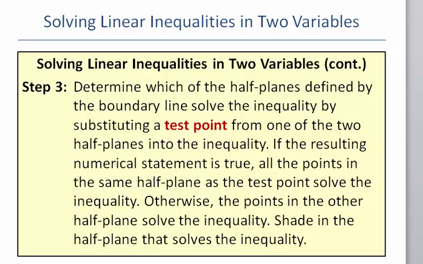Step three is to determine which side of the line, or which of the half planes defined by the boundary line, solve the inequality, and we do that by substituting a test point from one side or the other into the inequality. If the resulting statement is true, then all of the points on that side solve the inequality. Otherwise, the points on the other side solve the inequality. And we shade the half plane that solves the inequality. So let's keep these three steps in mind and look at a couple of examples.